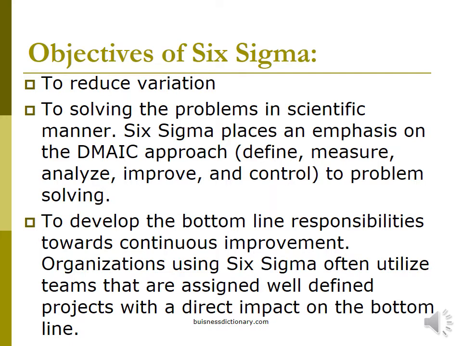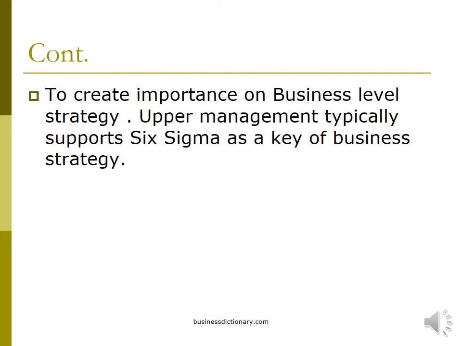Next objective is to develop the bottom line responsibilities towards continuous improvement. Organizations using Six Sigma often utilize teams that are assigned well-defined projects with a direct impact on the bottom line. Of course, we always mention continuous improvement. It is developed not only for the top management who will benefit from this, but of course, the whole organization and the whole people within the organization.